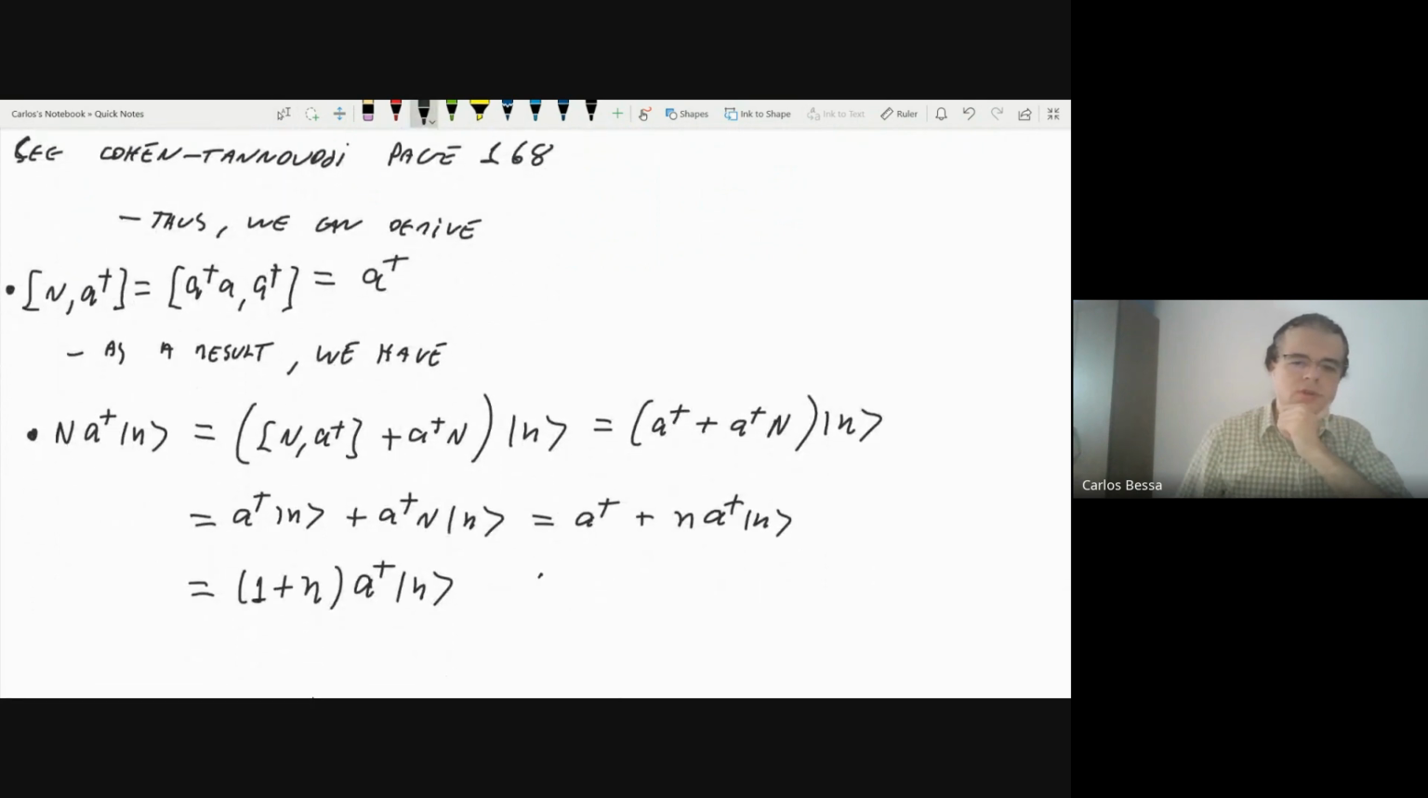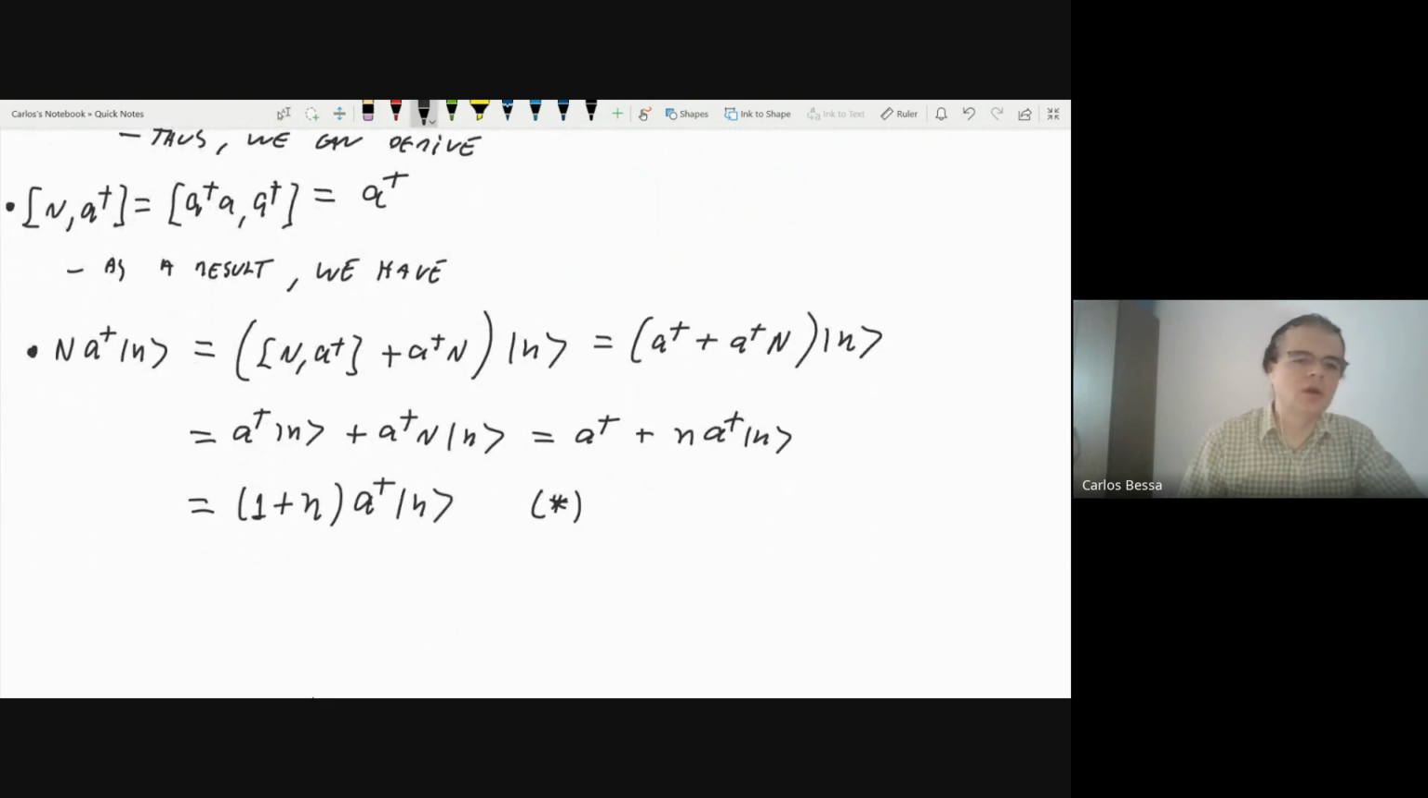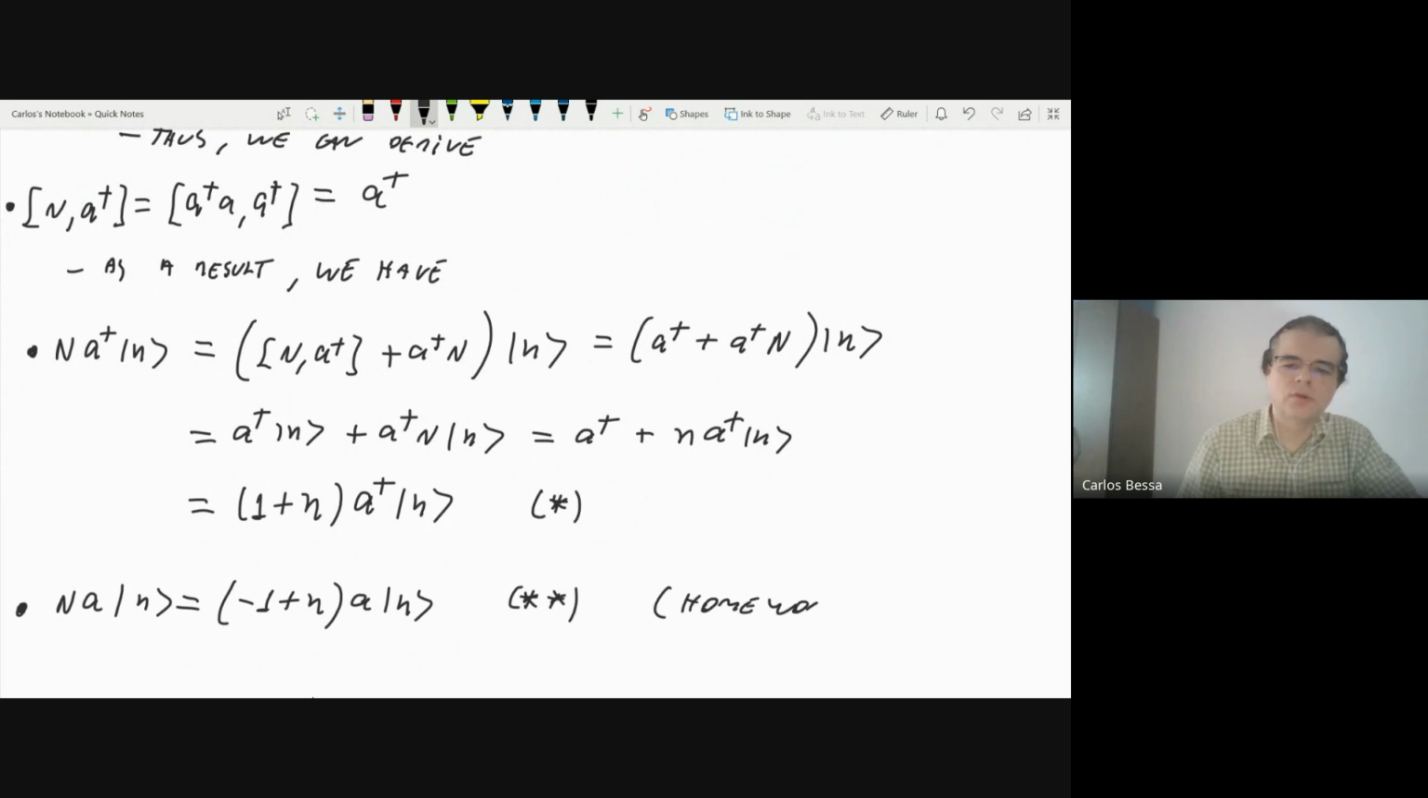So I'll call this star because I think I need it. The other term is n applied to a n. I'll use the same steps and just put the answer. The answer will be minus 1 plus n a n. And I'll call these two stars. So this is just a homework. Prove this.